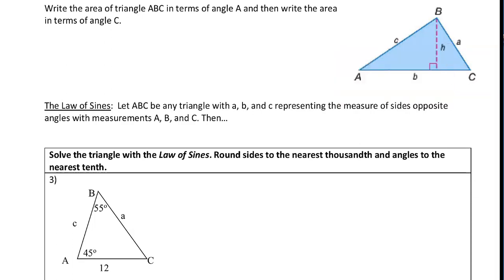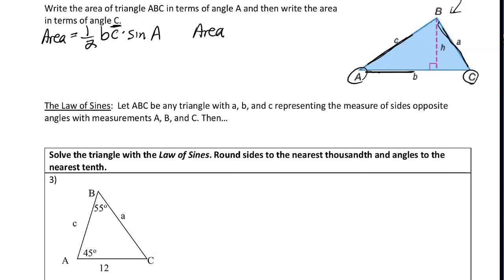Write the area of triangle ABC, here's triangle ABC over here, in terms of angle A. So in the previous video, we learned that we could write the area to be 1/2 the product of two sides, that would be B and C, times the sine of their included angle. So that would be 1/2 BC times sine of the included angle A. We could also write the area in terms of angle C. So here's angle C. That would be the product of their included sides, A and B. So 1/2 A times B times the sine of their included angle, which is angle C.